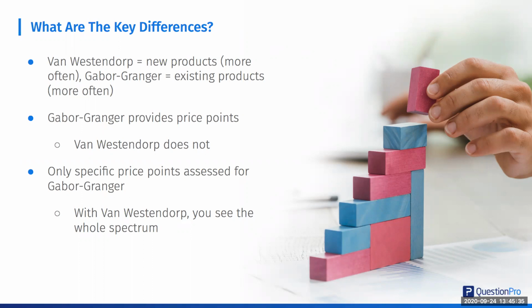And then the last key difference is that only certain price ranges are surveyed and assessed in Gabor-Granger, whereas with Van Westendorp, you can see the whole spectrum, from 100% of your audience finding a price suitable to none of your audience finding a price suitable. So there really is no floor price presented in Gabor-Granger, which makes sense, because in Gabor-Granger you're asking the prices head on, whereas with Van Westendorp, respondents are giving you what they see as the price.